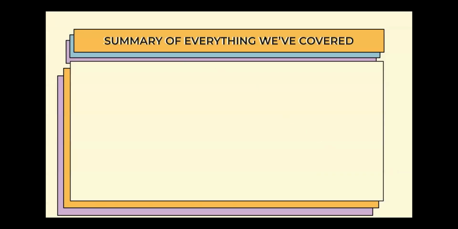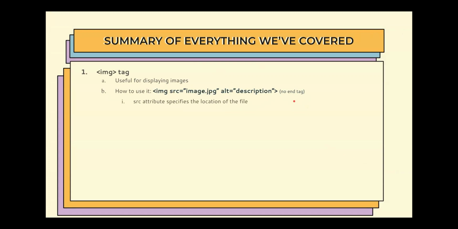All right. And a summary of everything we've covered in lesson 3. In lesson 3, we learned about the image tag, right? And it's useful for displaying images. And how to use it is to do bracket image source equals image.jpg or any kind of pathing that you guys want for your images. And alt is the description. So no end tag for this.